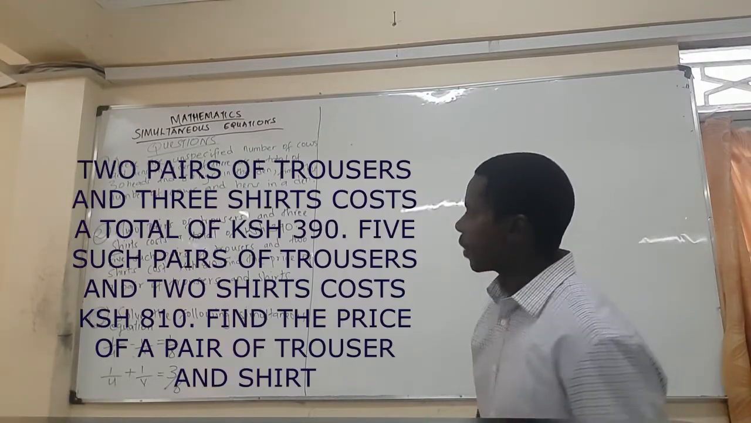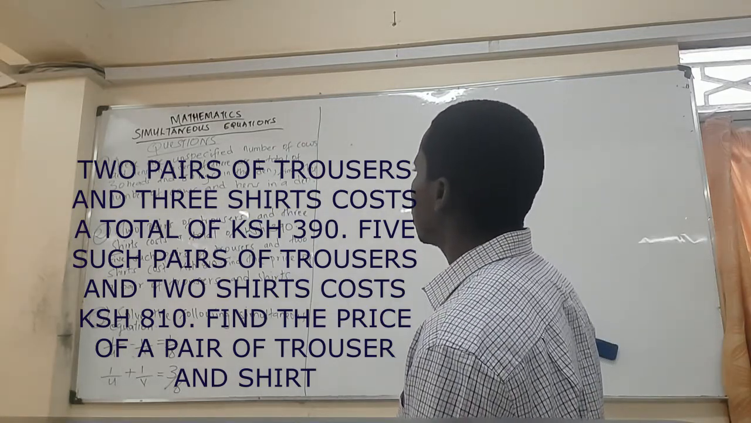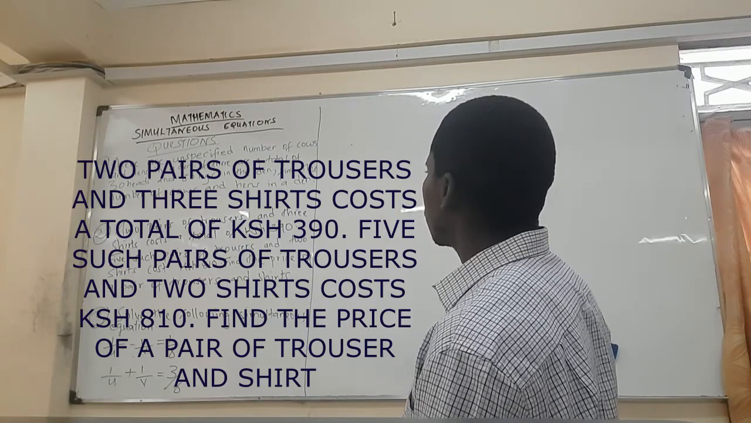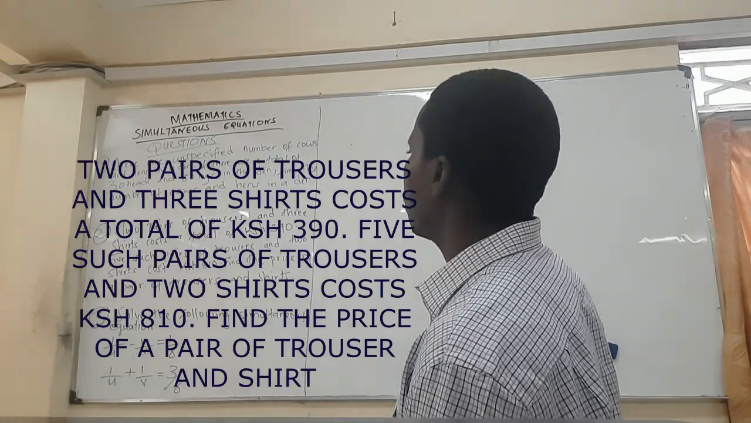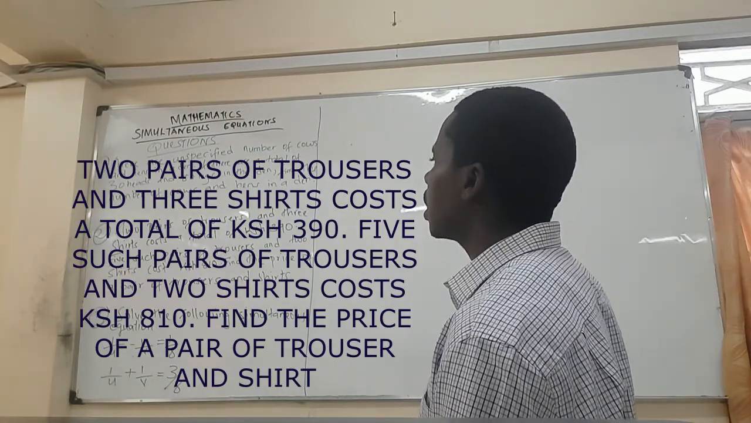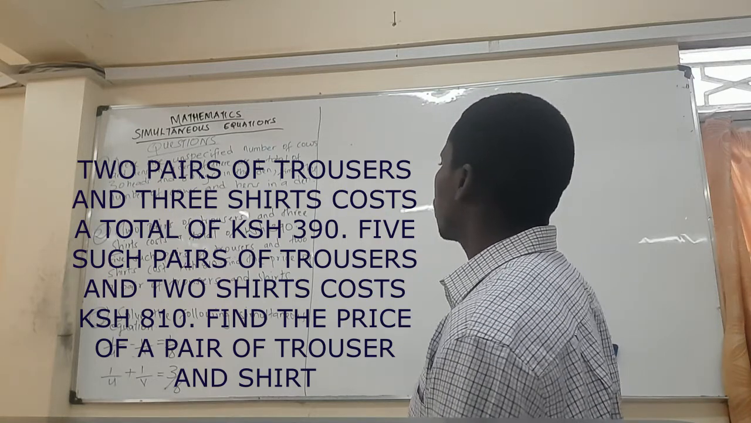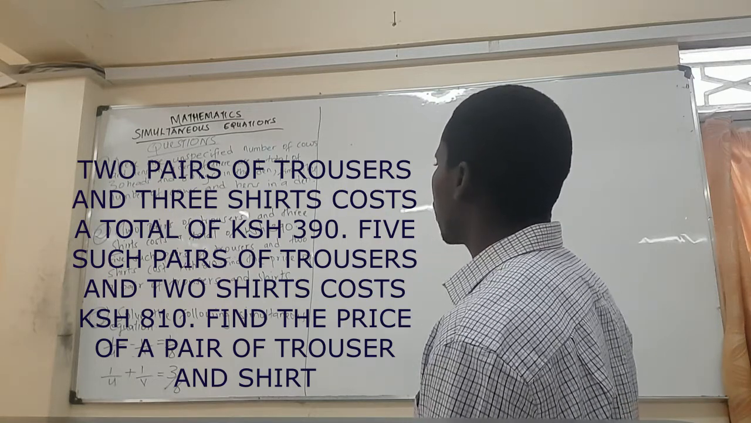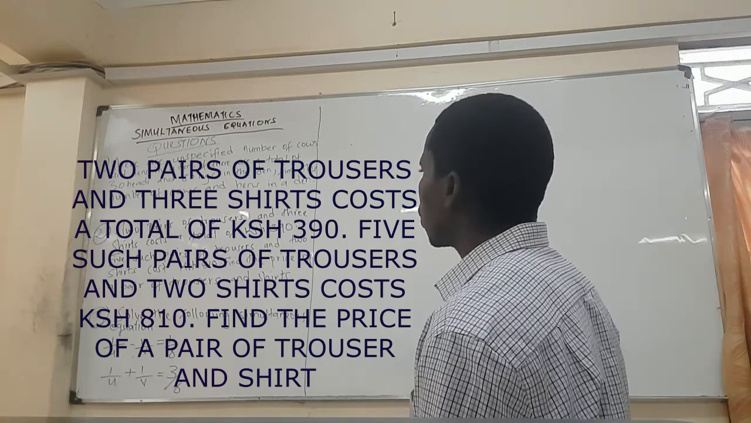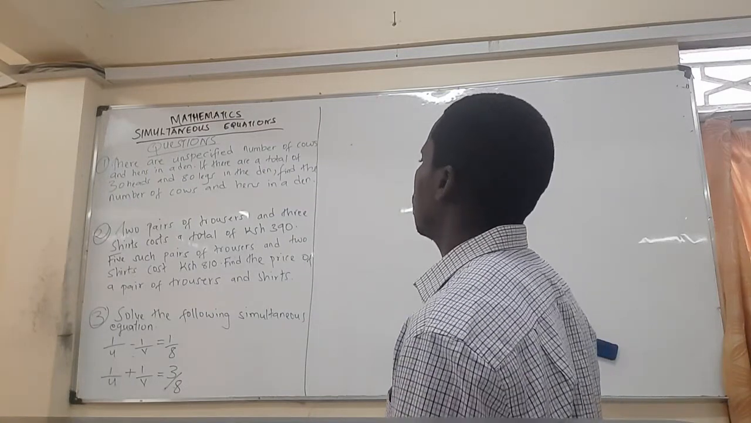Good. The question states that we have 2 pairs of trousers and 3 shirts, costing a total of 380 Kenya shillings. Then you have 5 such pairs of trousers and 2 shirts, costing 810 shillings. So you have to find the price of a pair of trousers and a shirt. So this kind of a question, of course, when you read the question, you have 2 values here.